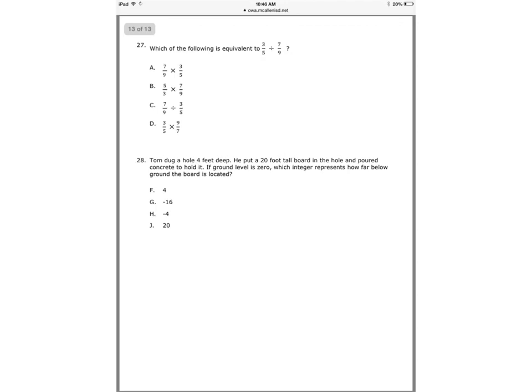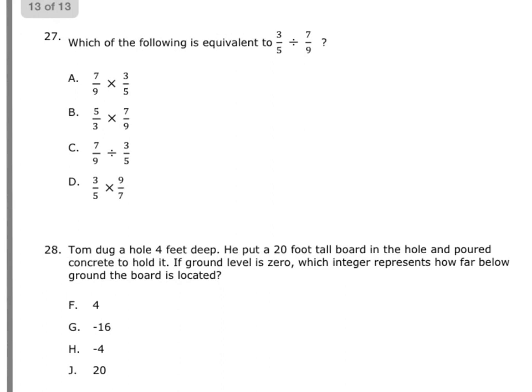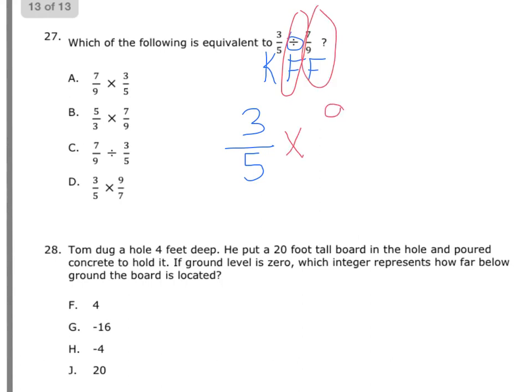Okay, the last two problems. Which of the following is equivalent to 3/5 divided by 7/9? We had just studied this, and I was hoping everybody would get it right. Keep, flip, flip. Why are we doing that? Because it's a division problem. 3/5 is what we're going to keep. We're going to flip the division, and we're going to flip the second fraction, 9/7. And then we just multiply straight across. Some of you guys are cross multiplying for some reason. I don't know why. Okay, so which one? Oh, we didn't have to solve it. Okay, so which one shows 3/5 times 9/7?